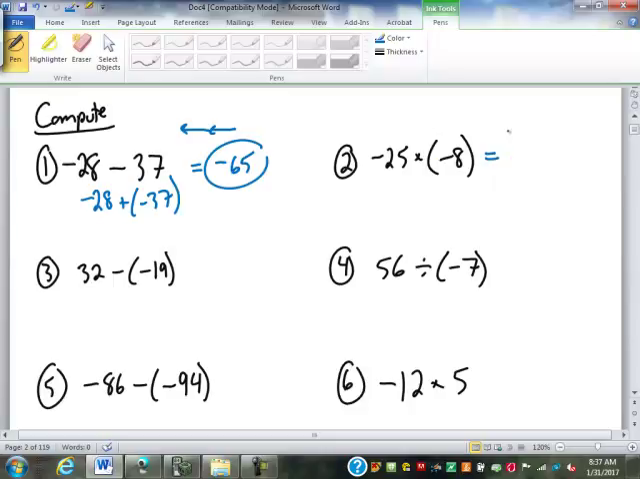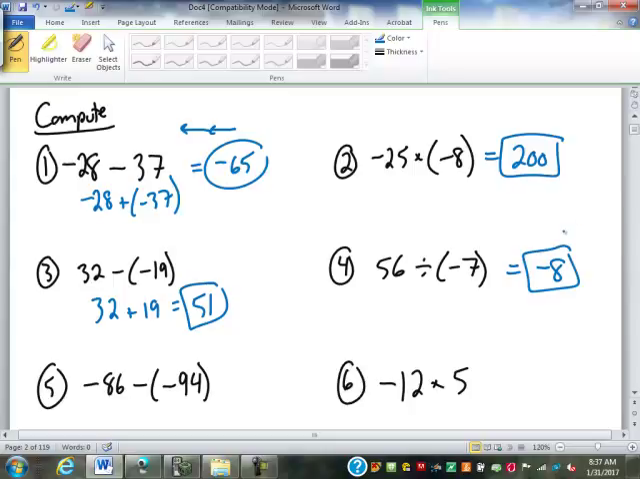Number 2, negative 25 times a negative 8. Well, negative times a negative is positive. 25 times 8, 200. 32 minus a negative 19 becomes 32 plus 19, or 51. 56 divided by negative 7, well, is a negative, and 56 divided by 7 is 8.